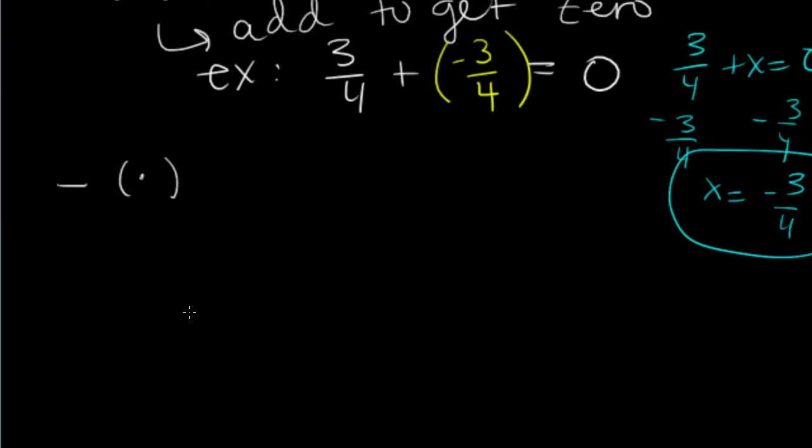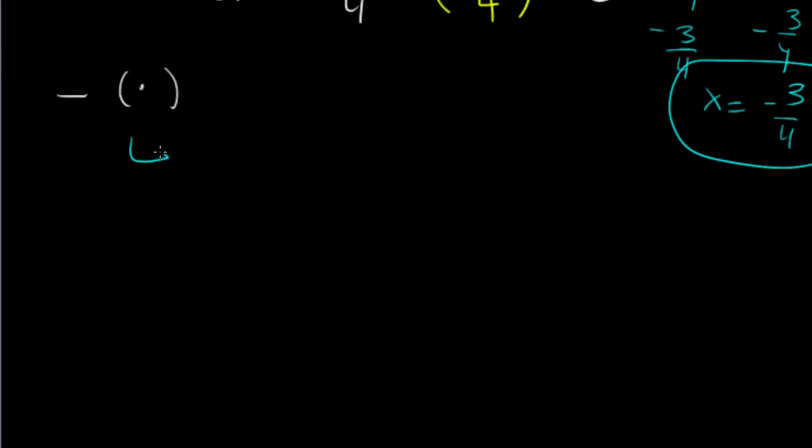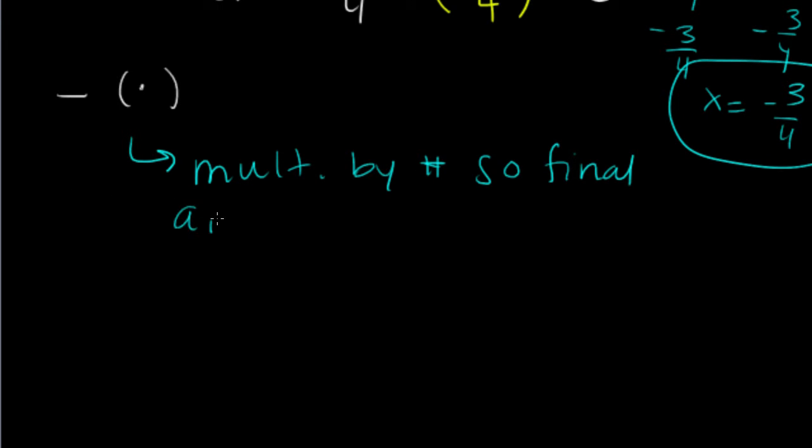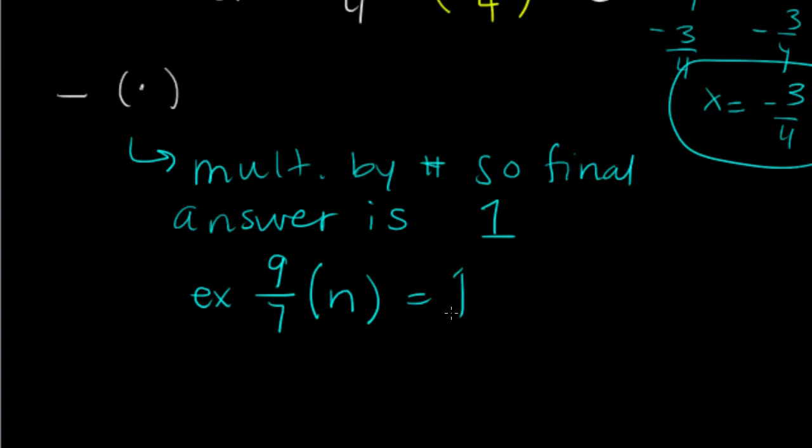And then for the multiplicative inverse, you're going to want to multiply by a number so that your final answer is 1. All right, so say for example I had 9 over 7. I want my final answer to be 1. So I have to multiply by some number, but we don't know it. And we're going to solve this algebraically because hopefully that'll make it a little bit more clear to see.